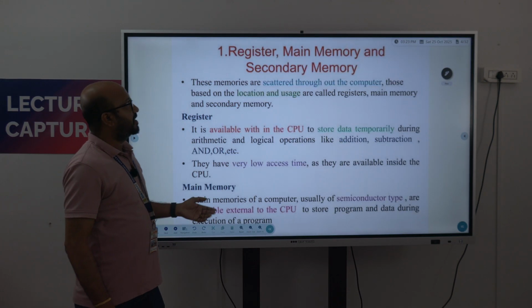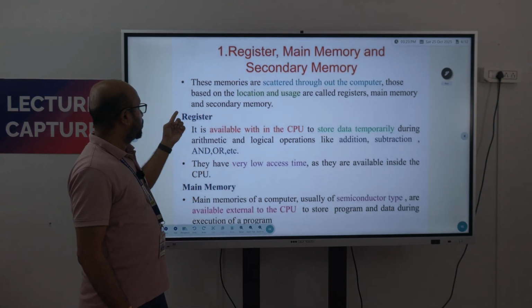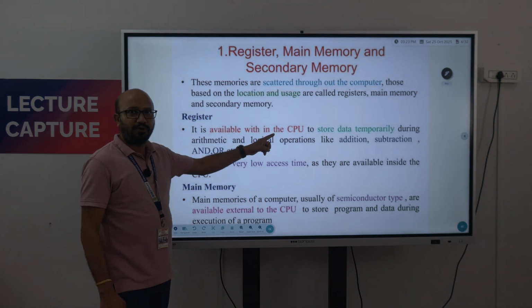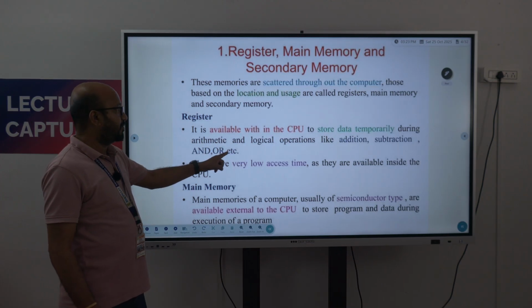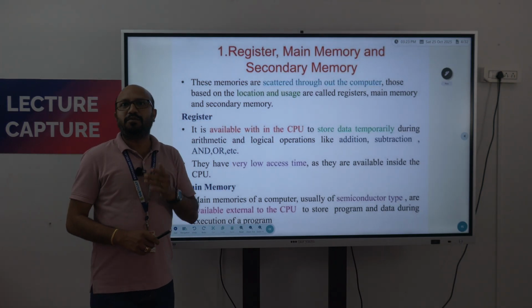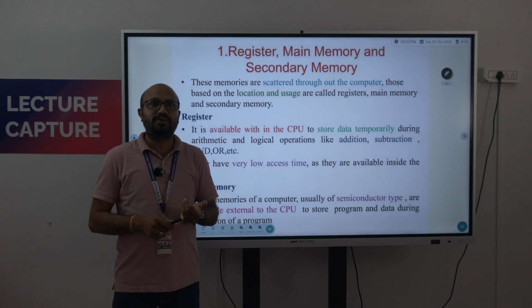so what are the different memories? Register memory, main memory and secondary memory. This register memory is available within the CPU, as I already told you. It is inside the processor. It is otherwise called cache memory. In this memory all the operations can be performed easily. We know about the structure of a processor. In a processor we have three major units: one is the memory unit, another is the control unit, and the third is the arithmetic logic unit.